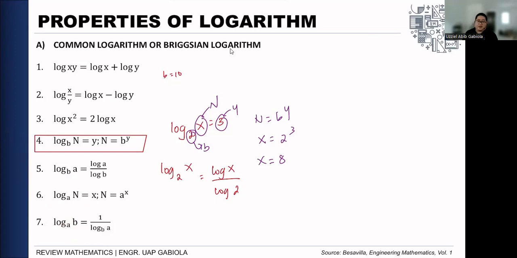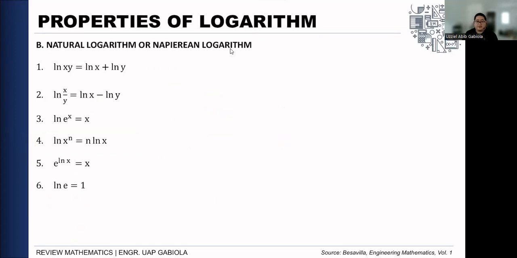Tapos yung isang type ng logarithm, tawag sa kanya is Napierian, no? O yung natural logarithm natin. So the same rule applies dun sa first two natin. Okay? Tapos yung number 3 yung nabago sa kanya, no? So yung sa number 3 kasi is kapag meron tayong ano, no? Ano bang term ito? E. Yung E natin, meron siyang value sa ano, no? Sa calcu. Meron siyang sariling constant value.